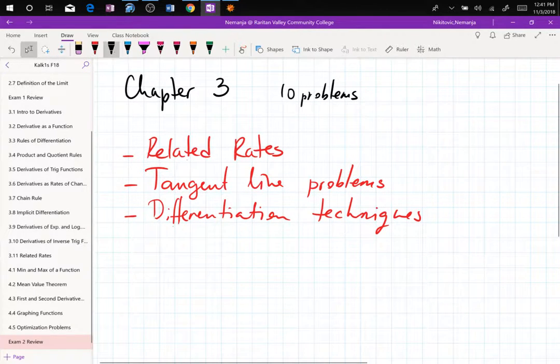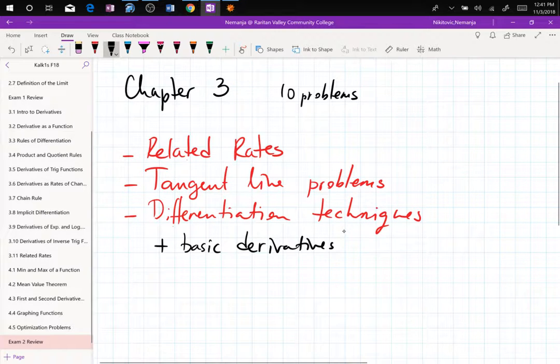So what do we have under differentiation techniques? I'll put a little plus over here. We have basic derivatives. Now, that's all the basic rules that you just memorize. Derivative of e to the x is e to the x. Derivative of a polynomial is n x to the n minus 1. Derivative of sine is cosine. It's all basic. Then we have product rule.